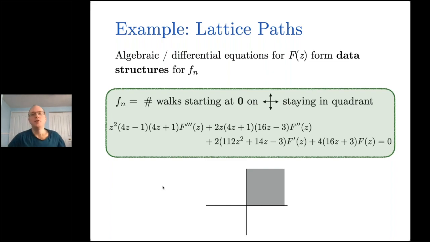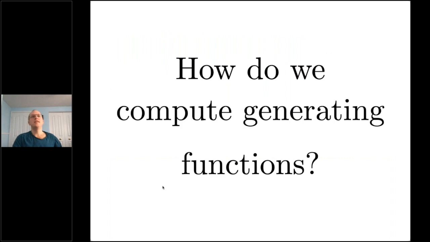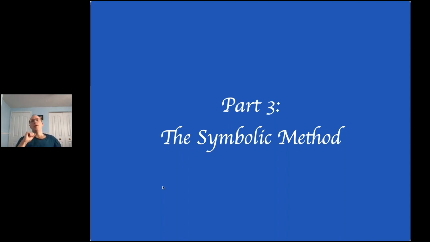Okay, so we've seen some examples of generating functions. These are going to be your main structure. Of course, the natural question is, how do we actually compute generating functions? And so for that, I'm going to talk about what I'll call the symbolic method. Now, there are many methods for computing generating functions. Many of them have a lot of overlap. So I'm going to talk about this one way of presenting these methods called the symbolic method.